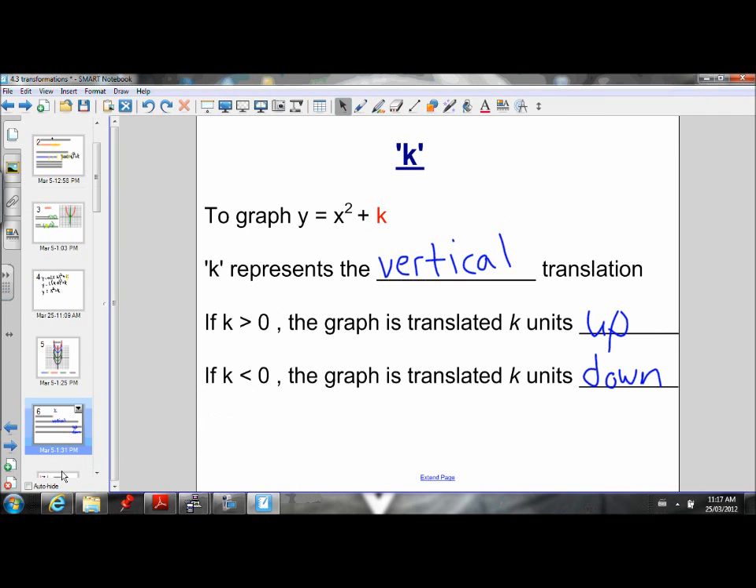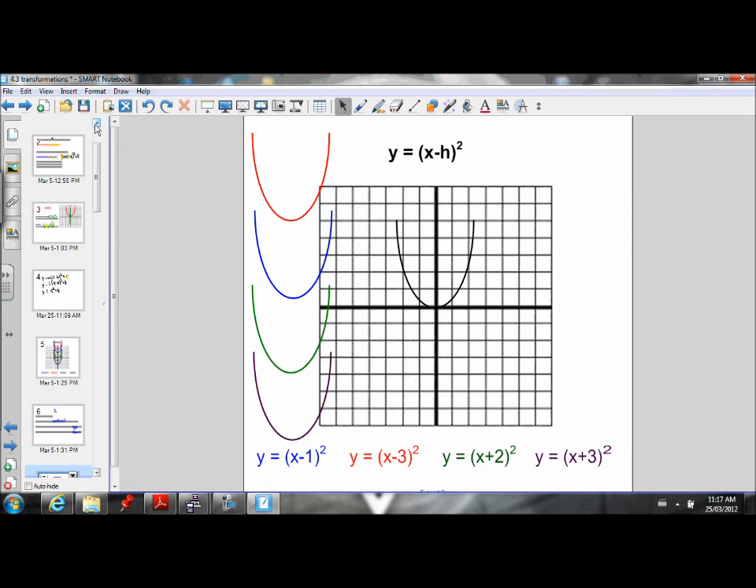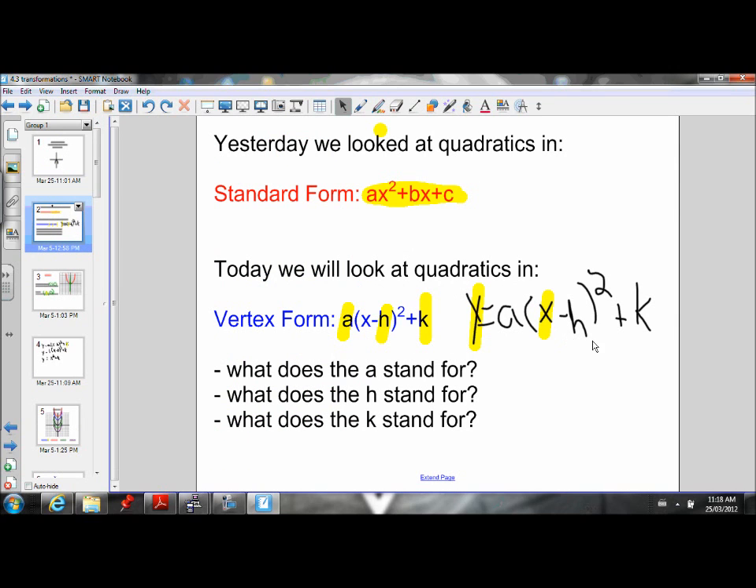Okay, now let's move on and determine what varying the value of h does to a parabola. Remember what the vertex form of our parabola looks like. It's y equals a(x minus h) squared plus k. Now we are going to be looking at h. How does varying h affect the parabola? We've already determined k. Now let's determine h.